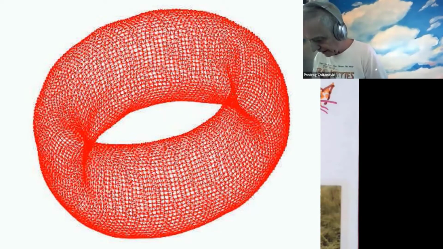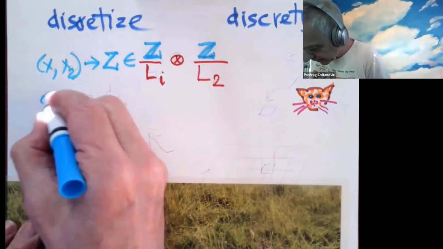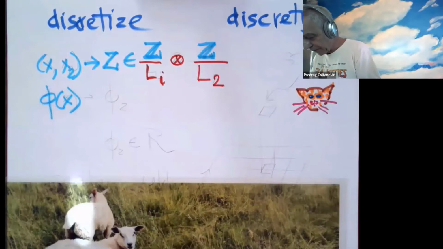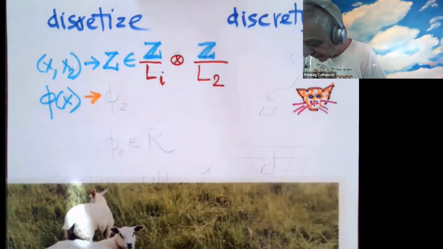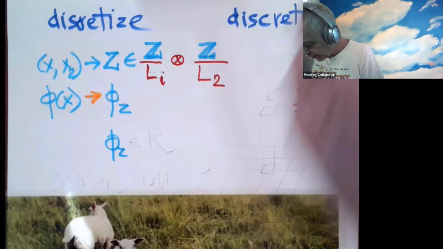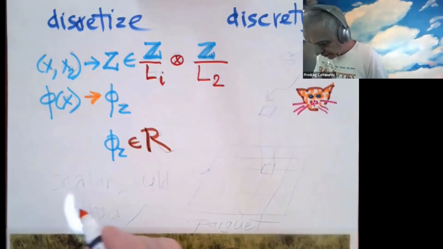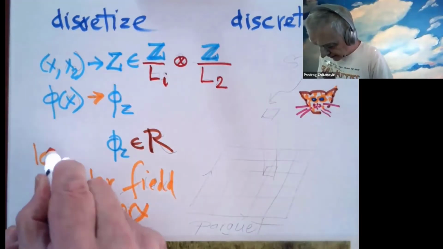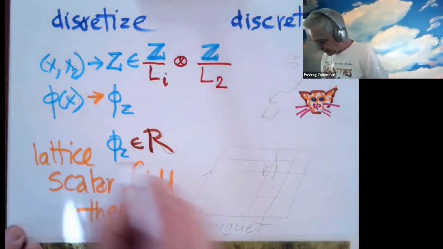In this field, we used to have x at every point, but now it gets replaced by a finite number of numbers, where each one of them is a function over reals. This is called scalar field theory. This latticized, so this is lattice scalar field theory.